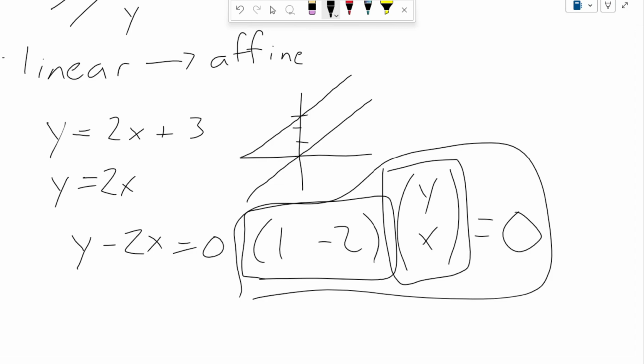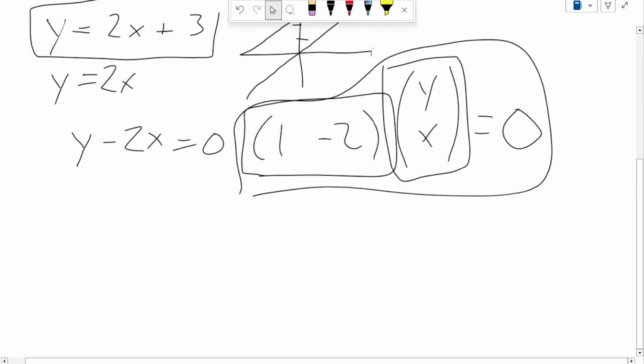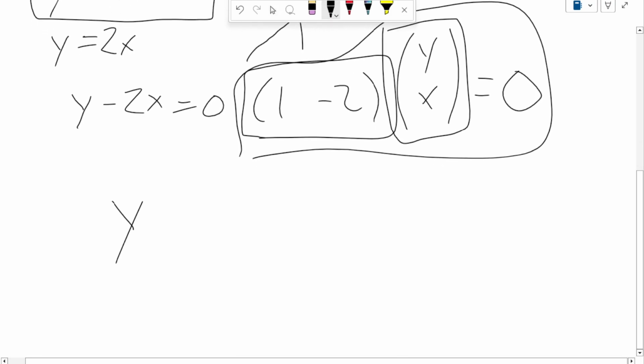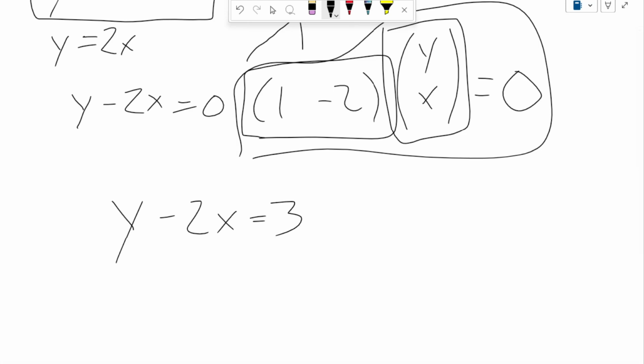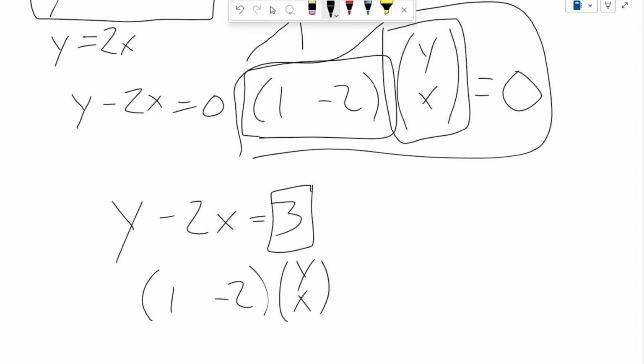Okay, so really what we're doing when we talk about our original problem here is we can do the same rearrangement, but now we have that this is equal to 3. So really the only difference between our linear system and what I'm going to call our affine system is we have this constant here, right? So we could rewrite this whole equation as 1, negative 2, times (y, x) equals 3.